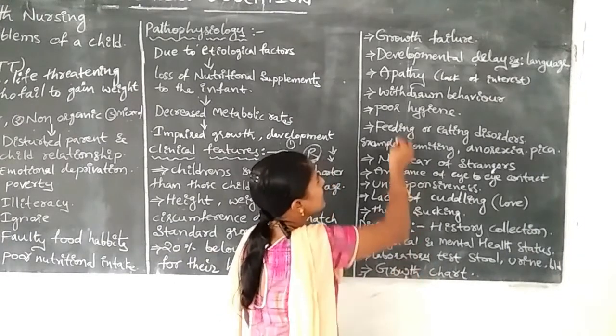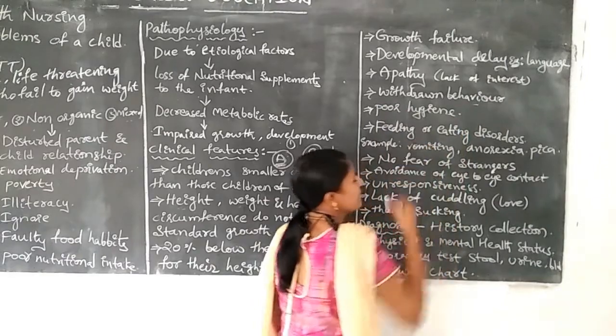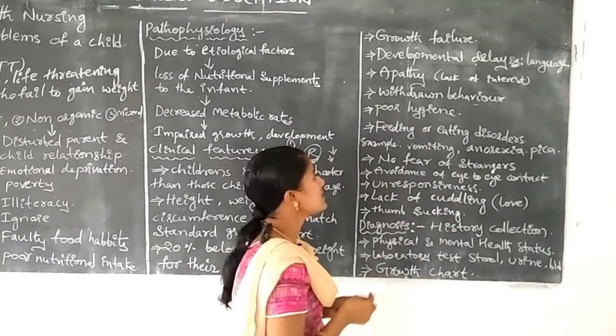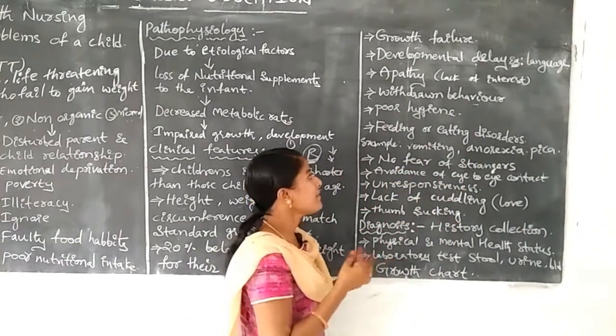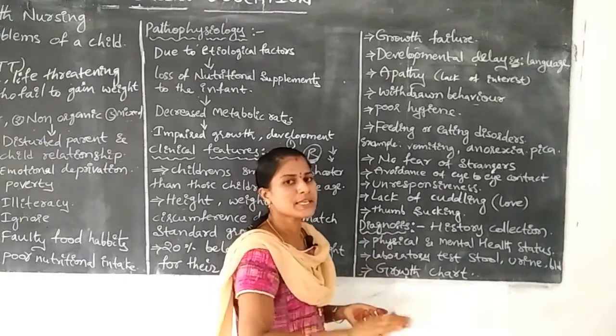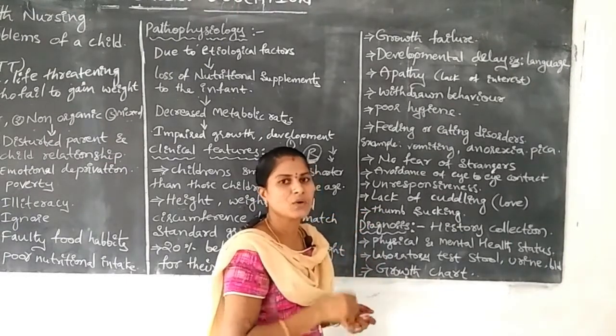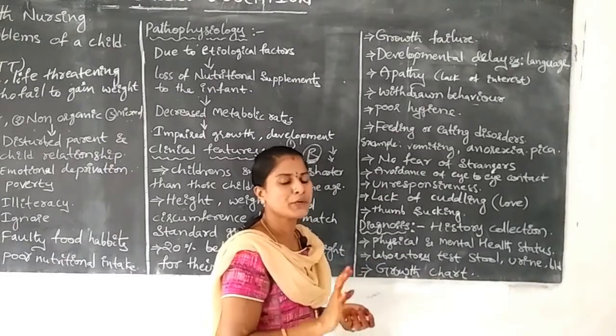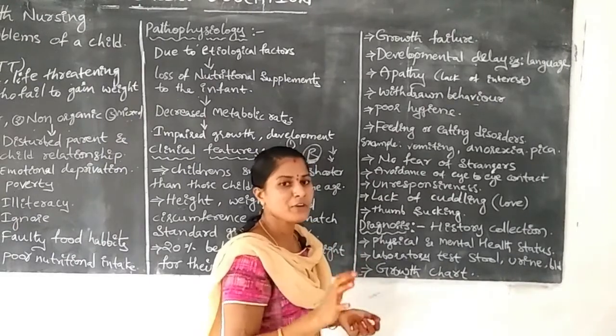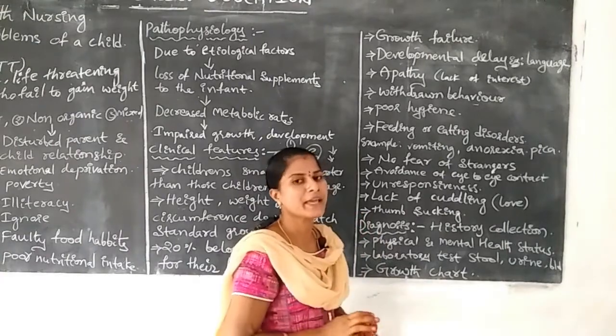Next symptom is withdrawn behavior. The children are refusing, not agreeing to any situation. They are always refusing, saying "I don't want," like that. They refuse or have negative behavior.